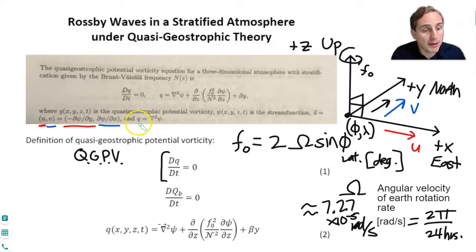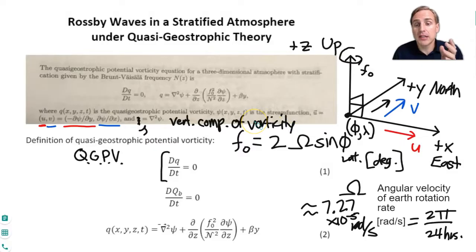By the way, we do believe, that is, myself and the other students that were working on this, believe that the professor that came up with this does have a typo. We think that this should actually say zeta. Now, what is zeta? Well, zeta is going to be the vertical component of the vorticity.